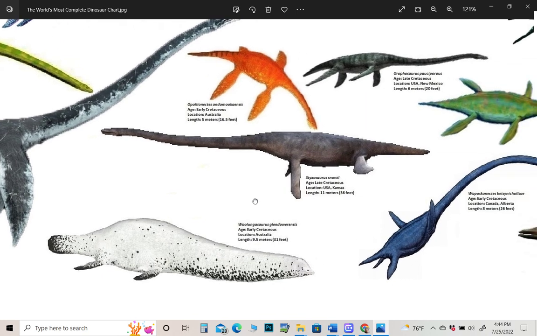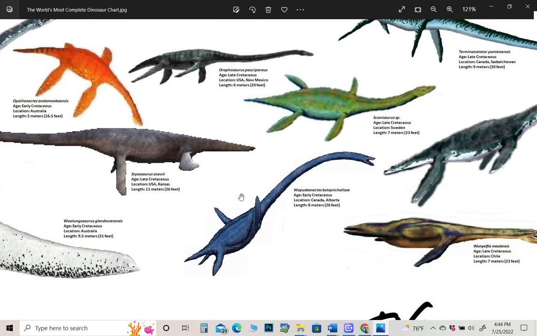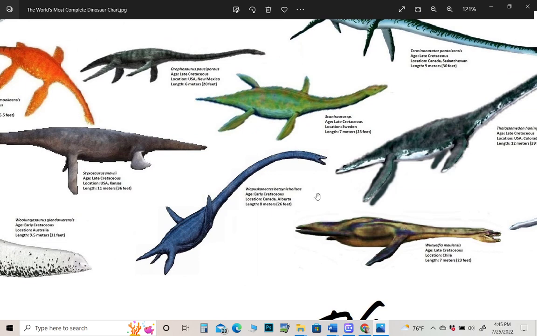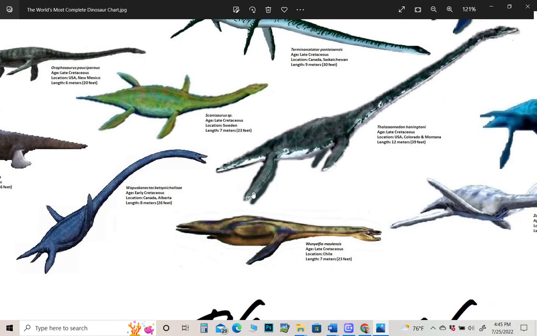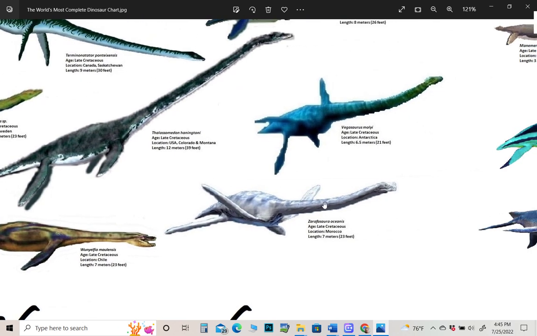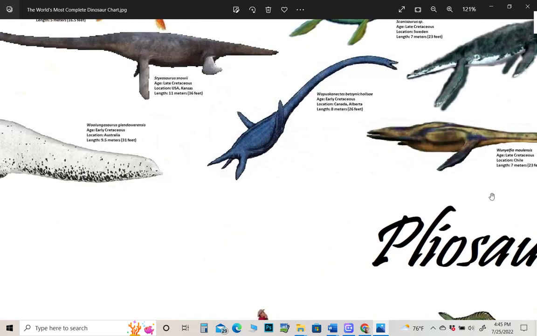Wollongosaurus, Styxosaurus, Gyrosaurus, we got Sanisaurus, okay. Wapuscanectes, Scanectes, okay, yep. Thalassomedon, Yulfia, Vegasaurus, and Zaraphosora from Morocco.